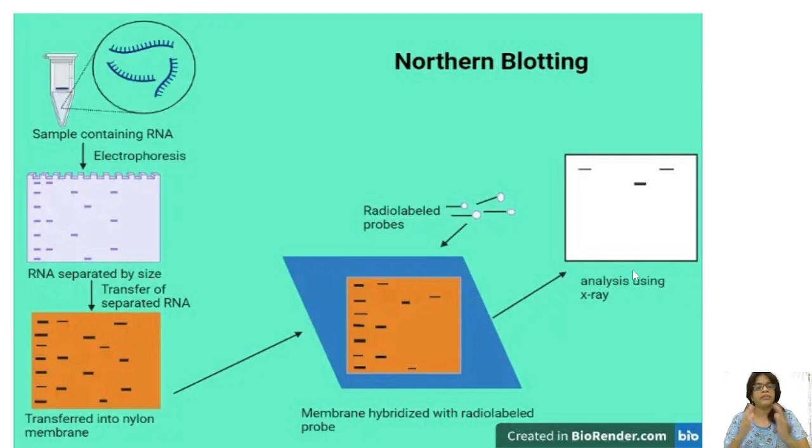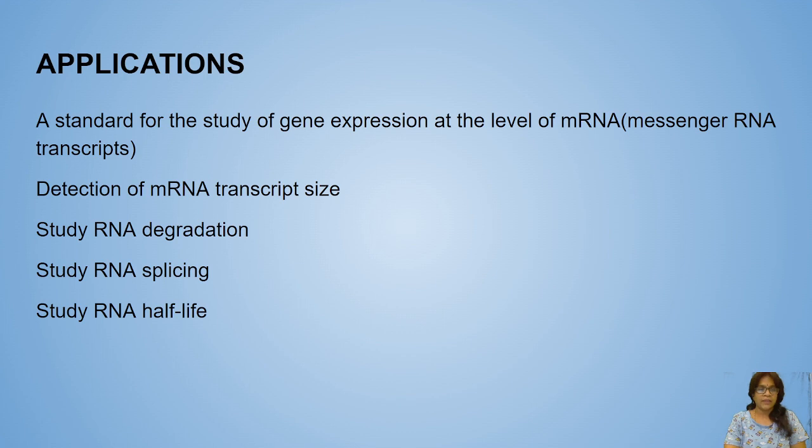So Northern and Southern follow the same process, but Western blotting is something different. As for applications, I told you, these are meant for the study of RNA degradation, the study of RNA splicing, and RNA half-life can be detected. Okay, so these are the main applications of Northern blotting.